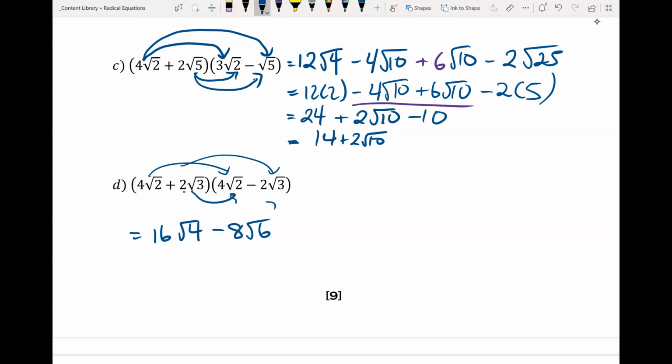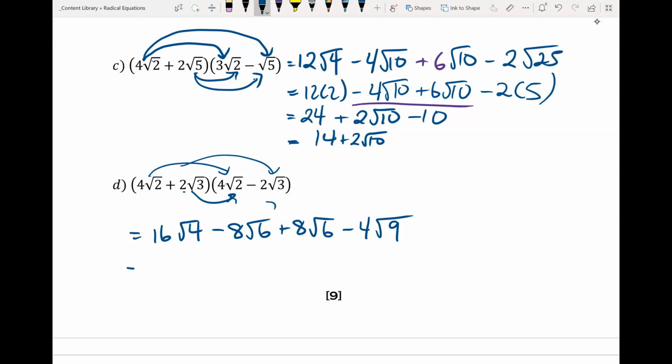Then our next set, we're going to do 2 root 3 times 4 root 2. So 2 times 4 is 8. Root 3 times root 2 is root 6. Then lastly, we have 2 root 3 times negative 2 root 3. So 2 times negative 2 is negative 4, and root 3 times root 3 is root 9.